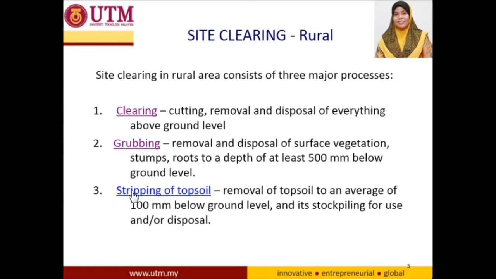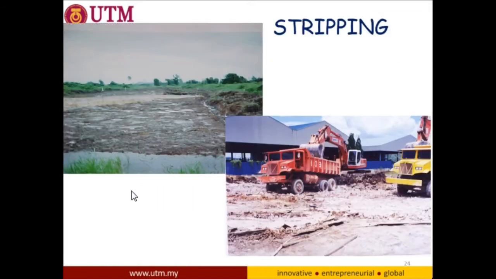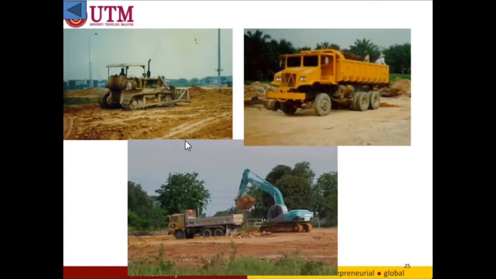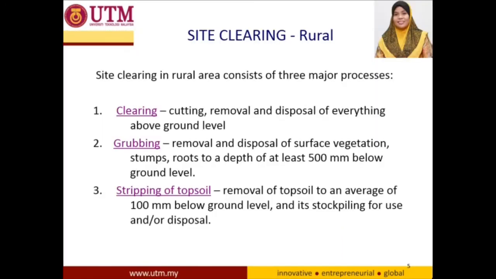So what we have here, the excavator and trucks are used to remove the topsoil from the site. Here's another photo. We can see the area is cleared and flattened, and the topsoil is removed outside the area. Okay, that's what they do for the rural area.